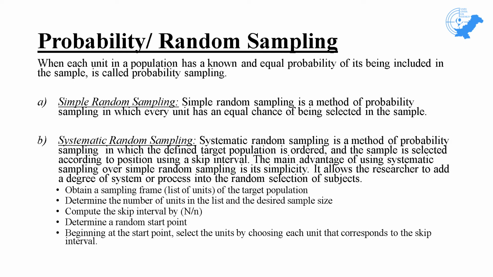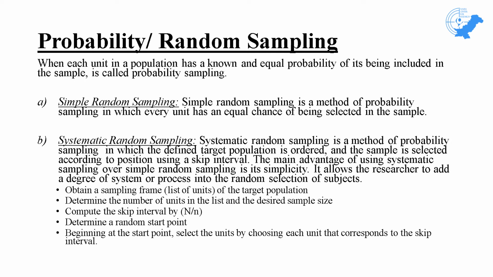The method includes: obtain a sample frame, that is the list of the units of the target population; determine the number of units in the list and the desired sample size; compute the skip interval by dividing the total number of the population by the sample size; determine a random start point; beginning at the start point, select the units by choosing each unit that corresponds to the skip interval.